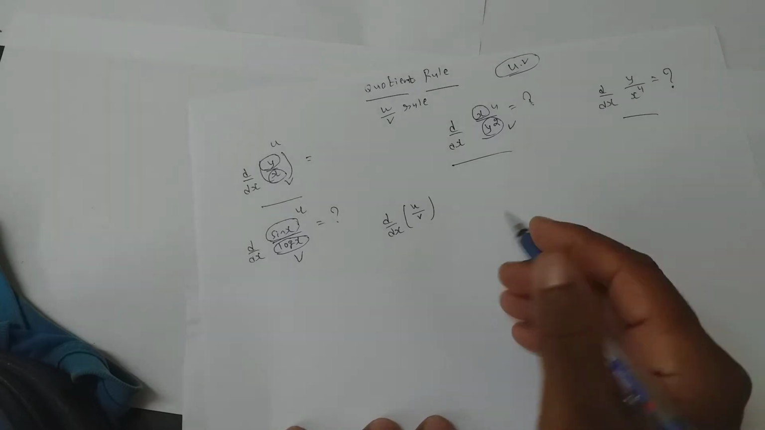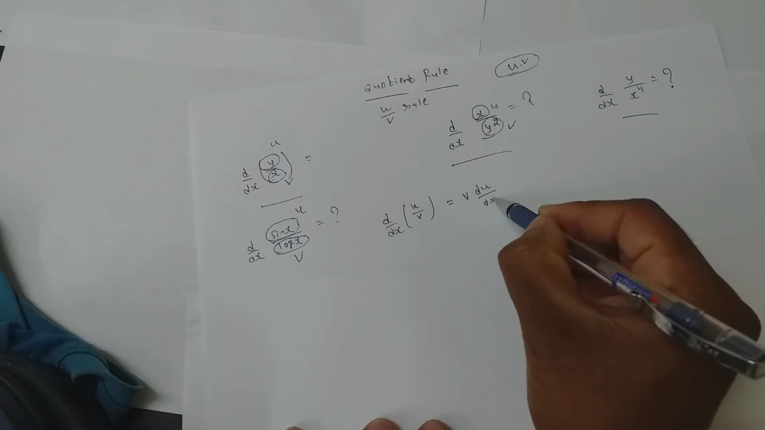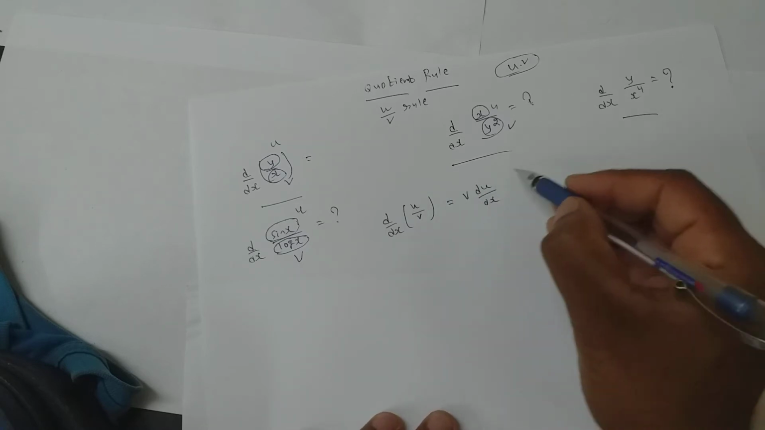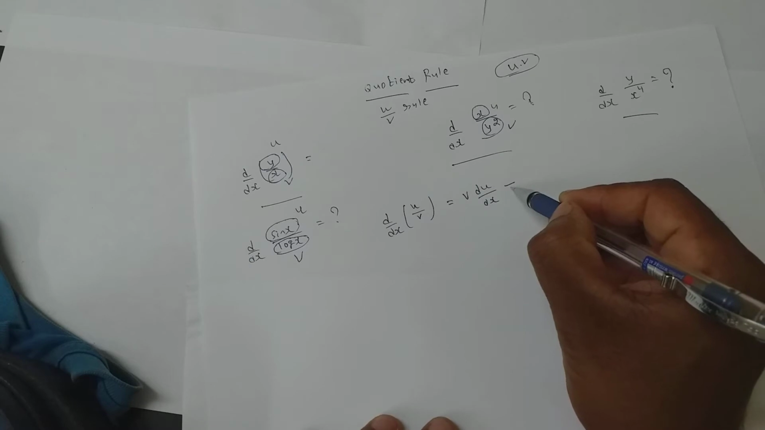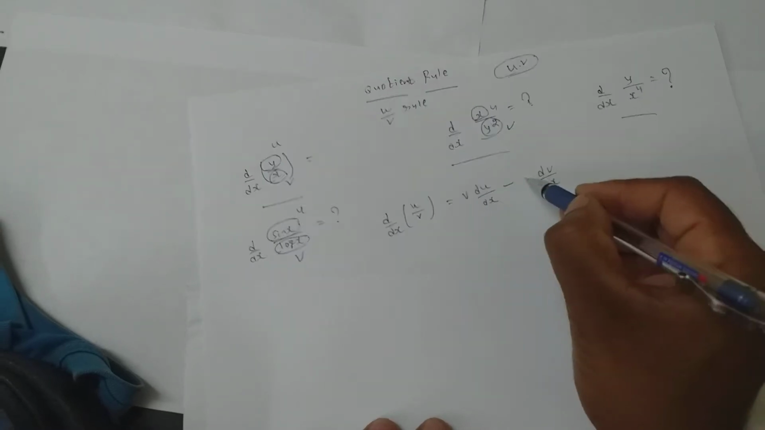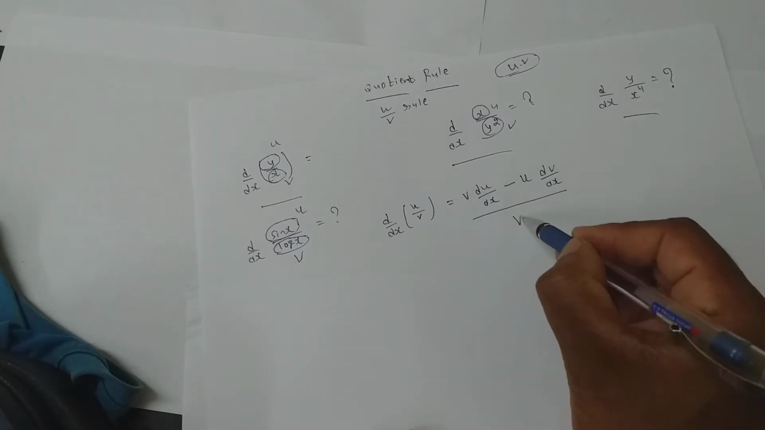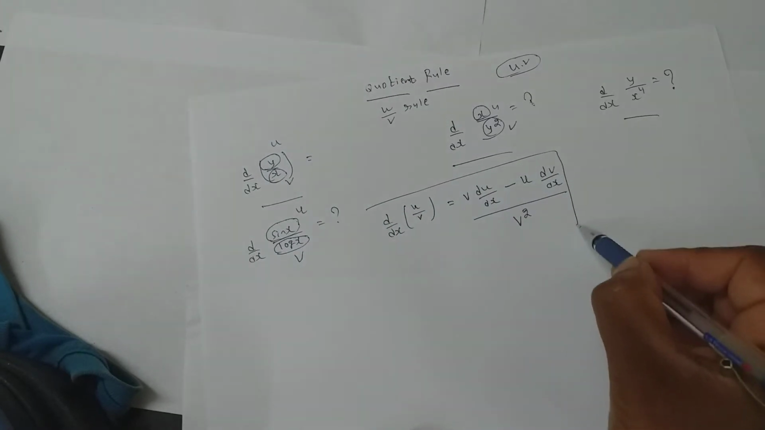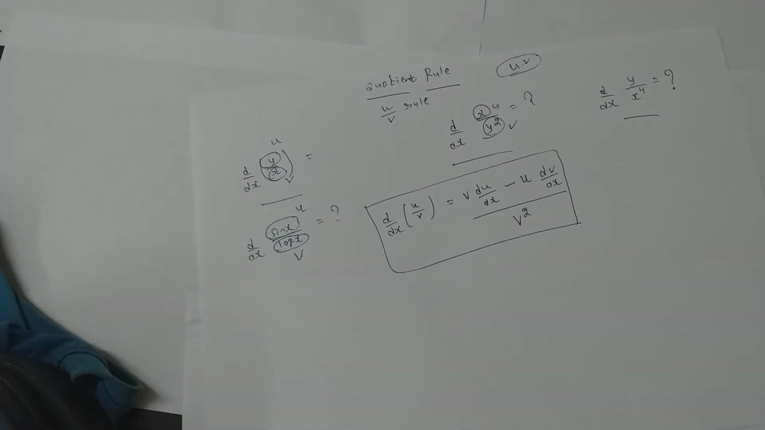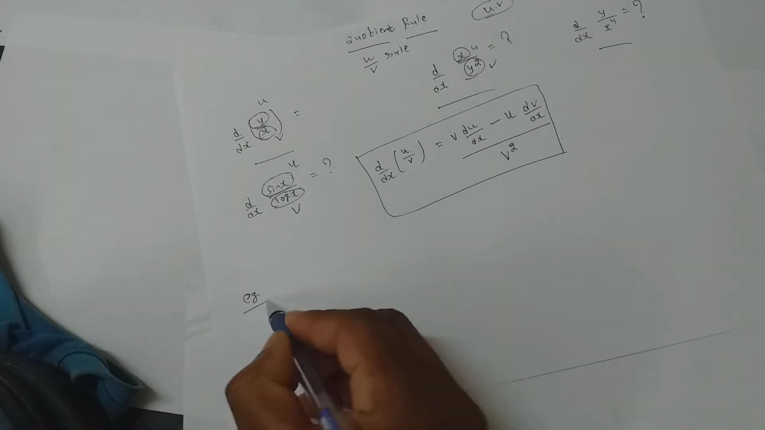So what is the formula for it? First you will differentiate u, du by dx, and v as it is, you place it. Next, minus sign here. This time you will differentiate v, and u should be placed as it is. And the denominator is v square. This is the formula. You should be aware of it. Whenever there is a fraction, we use the u by v rule, and this is that formula. Am I clear?